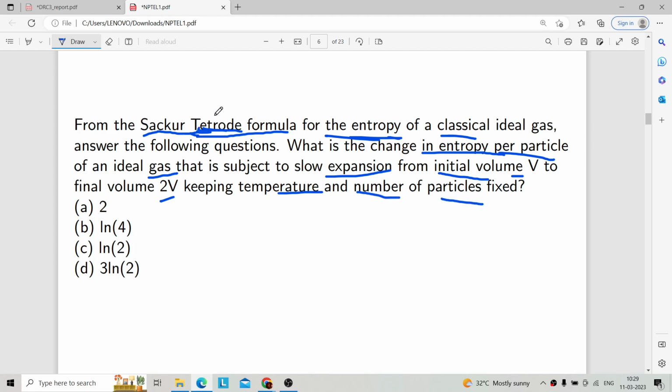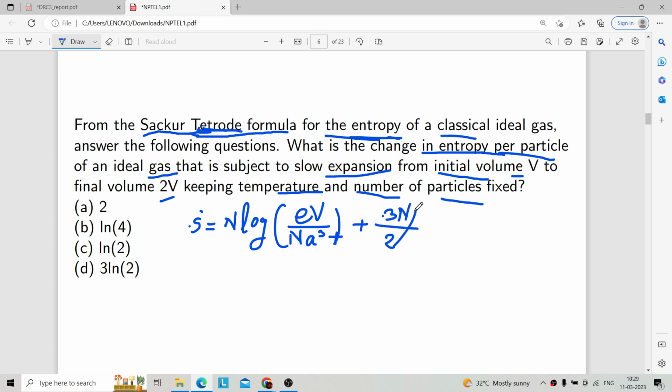So let me write down this formula. This Sackur-Tetrode formula was like S equals N log of (eV over N) plus N, plus 3N over 2 log of U over N. Some constants are there that we do not bother about because they are constants.